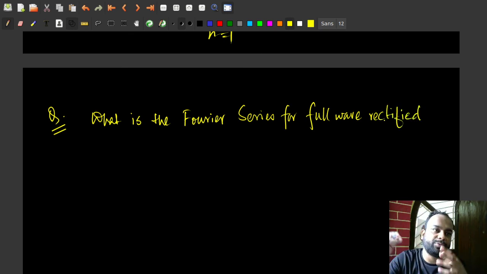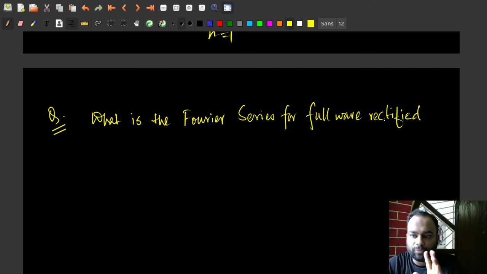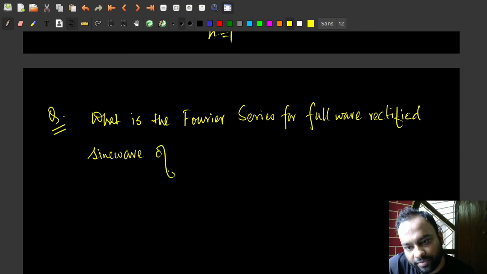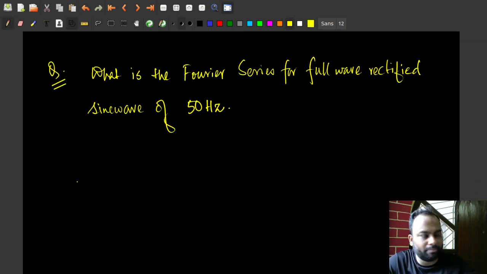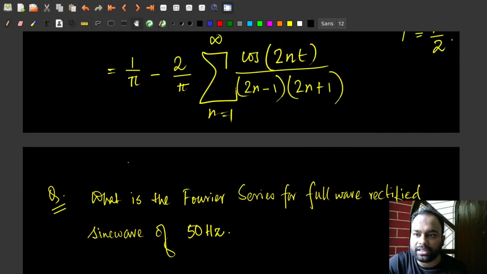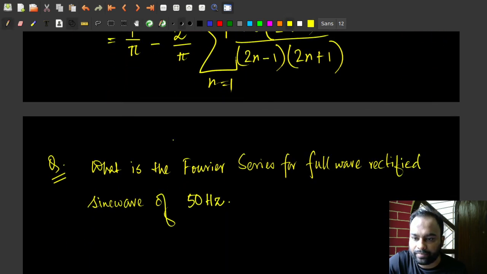After rectification we often do filtering to smooth the signals. We're not doing that, we're just doing a full wave rectification with diodes. Imagine ideal diodes. Imagine a full wave rectified sine wave of 50 Hertz, where we are taking our line power and doing a full wave rectification. What is going to be the Fourier series for that? Of course the Fourier series will be like this, but with slight modification, right?